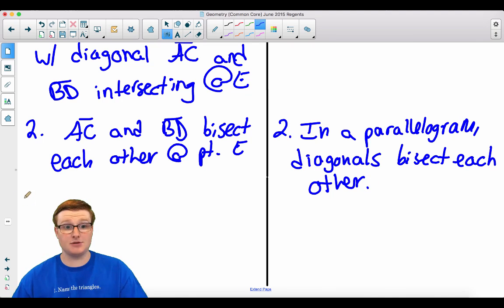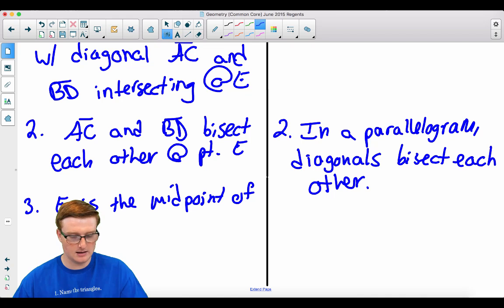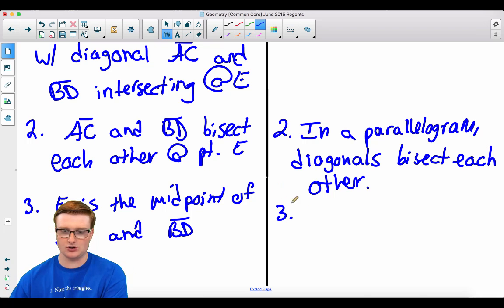Okay? Number 3, now since they're bisecting, we need to say that E is the midpoint of AC and BD. Your reason is bisectors are drawn to its midpoint.